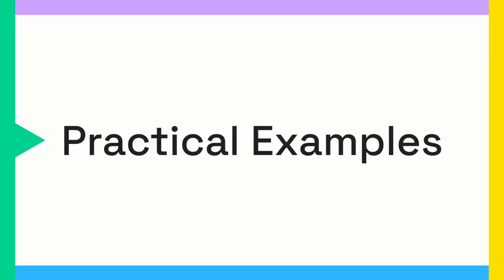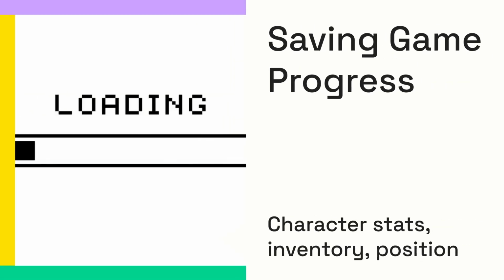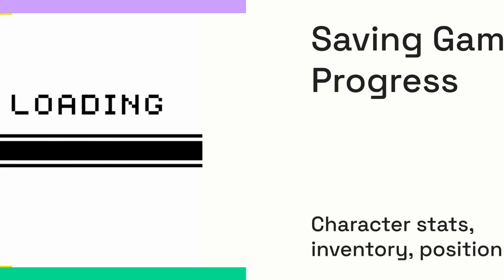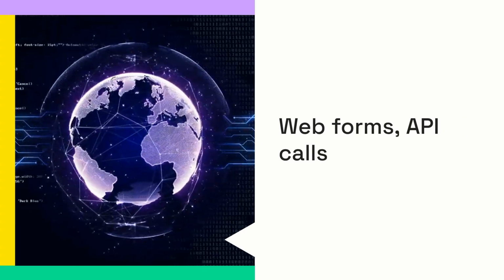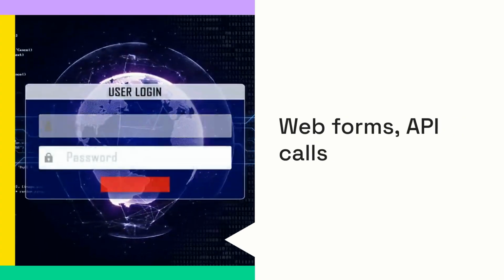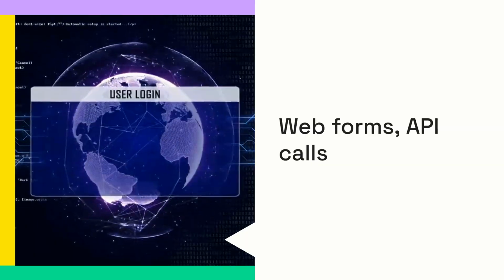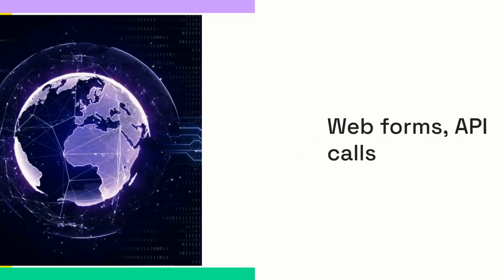Let's look at some real-world applications where serialization is indispensable. When you save your progress in a video game, the game uses serialization to convert your character's stats, inventory, and position into a file that can be loaded later. Every time you send data over the internet, like submitting a form on a website, that data is serialized into a format that can be transmitted and then deserialized on the server side.